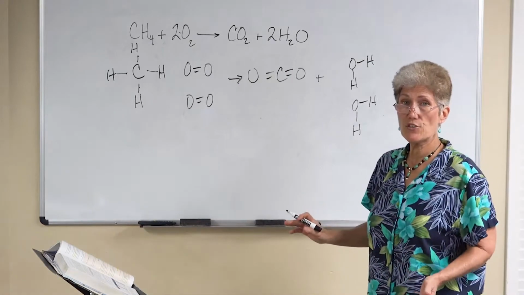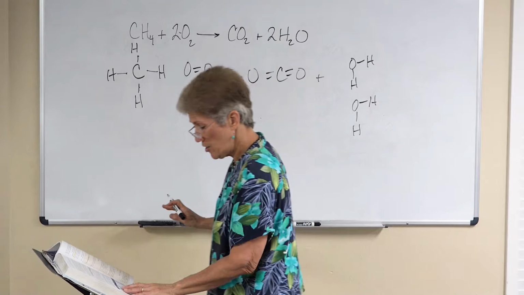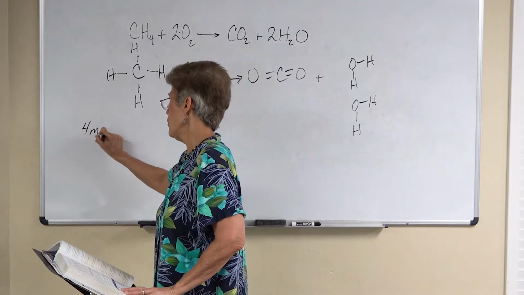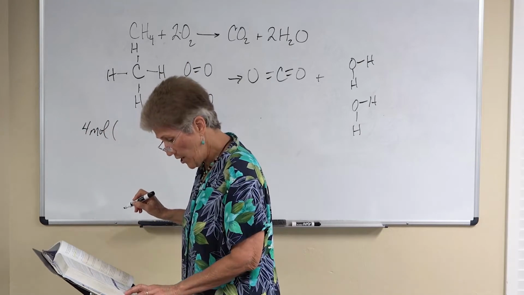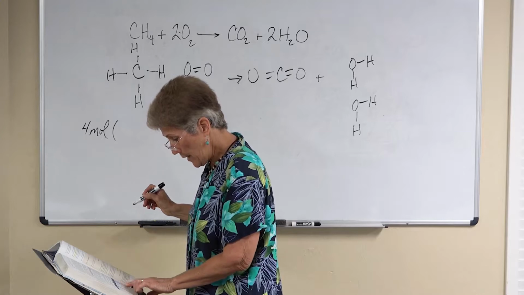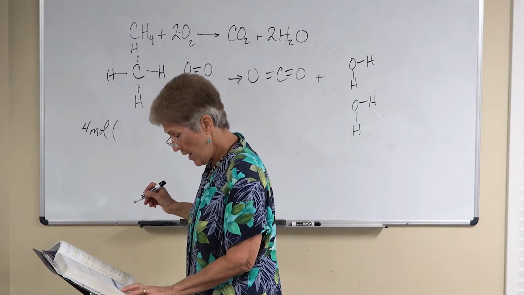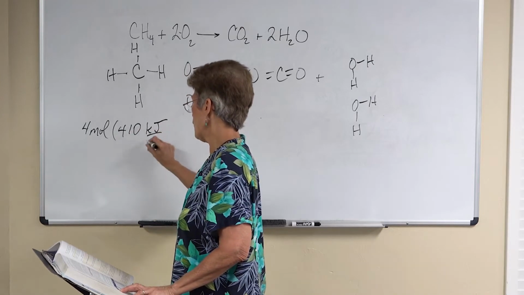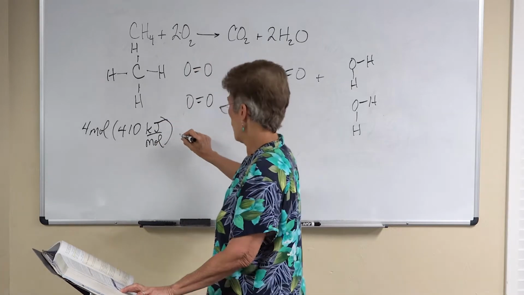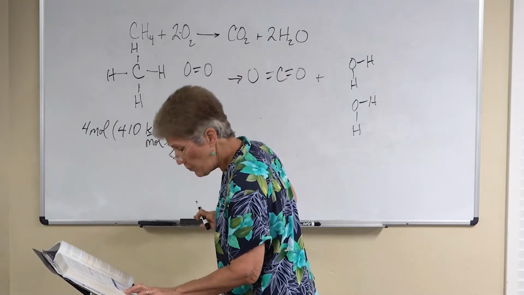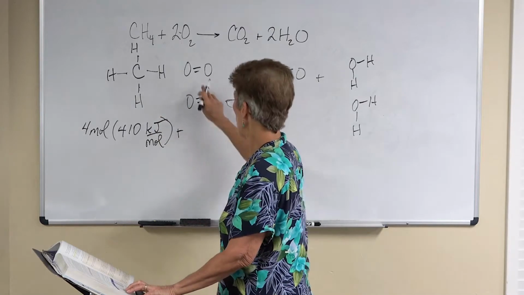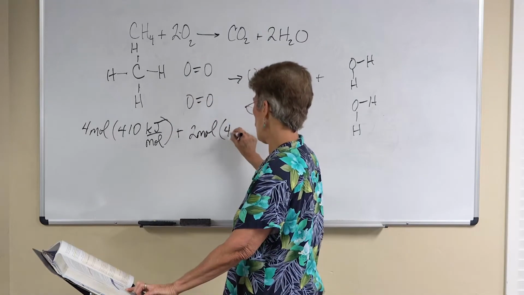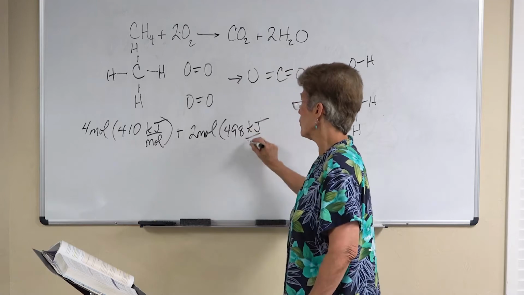Now, when we're using the Lewis structures, we are actually going to work from left to right. It's the only place in the chapter that we will. We have 1, 2, 3, 4 of these bonds. So we have 4 moles of a C to H bond, or an H to C bond, and that is 410 kilojoules per mole. Plus, we have 2 double bond O's. So I'm going to put 2 moles. And on the table, that is 498 kilojoules per mole.